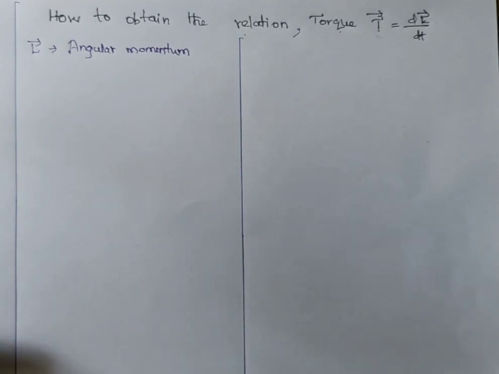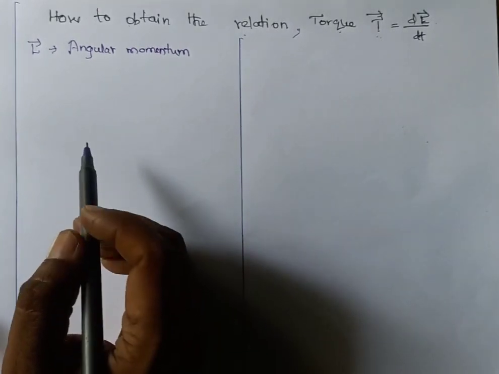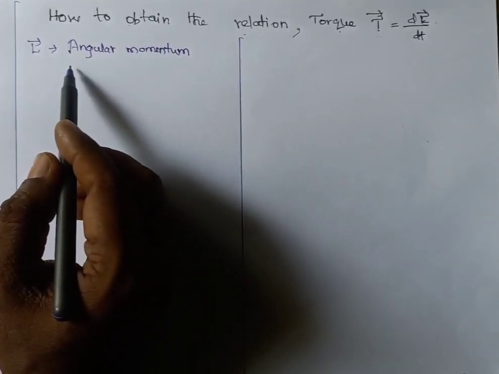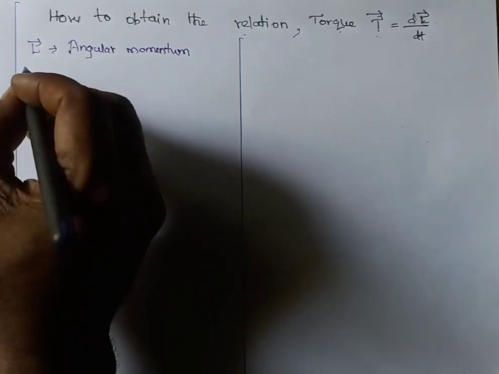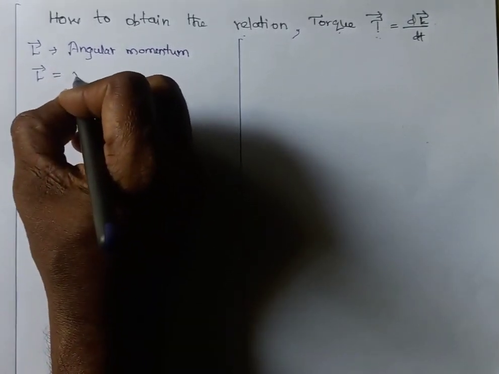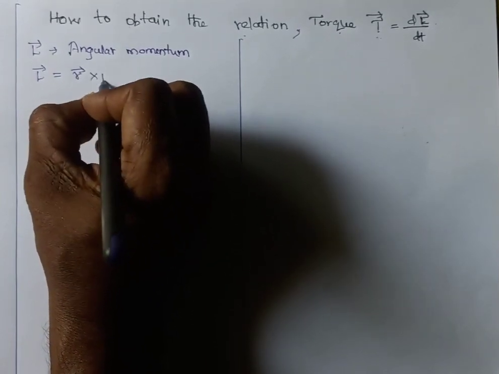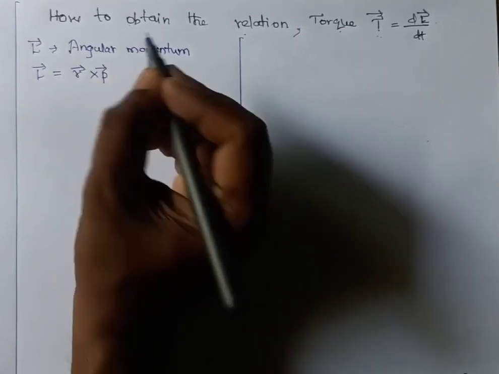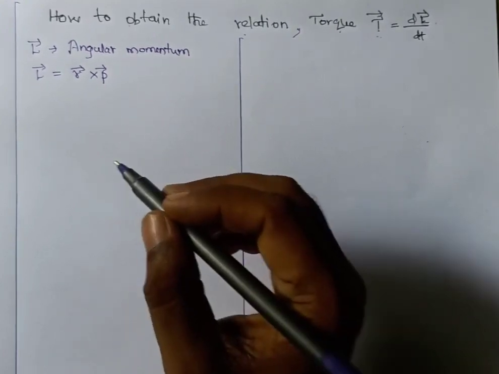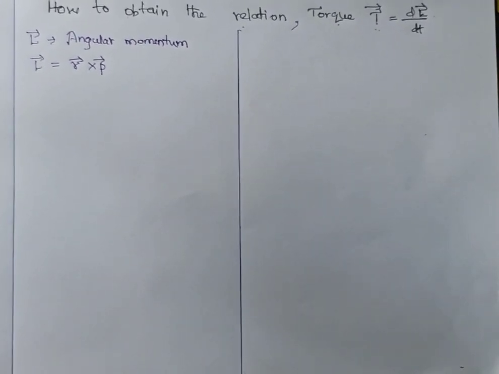Okay, therefore let us concentrate on the relations. Here vector L, we know that vector L is equal to vector R cross vector P.